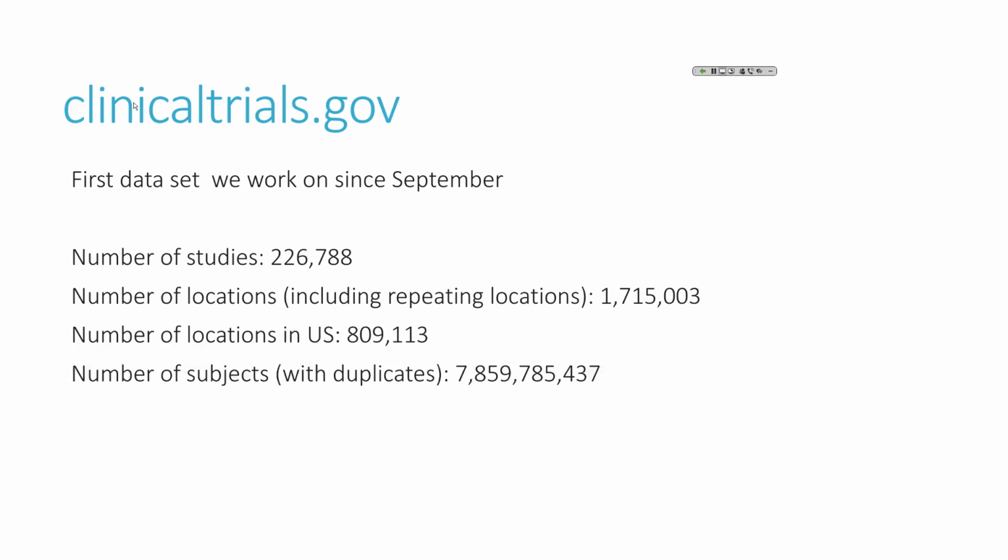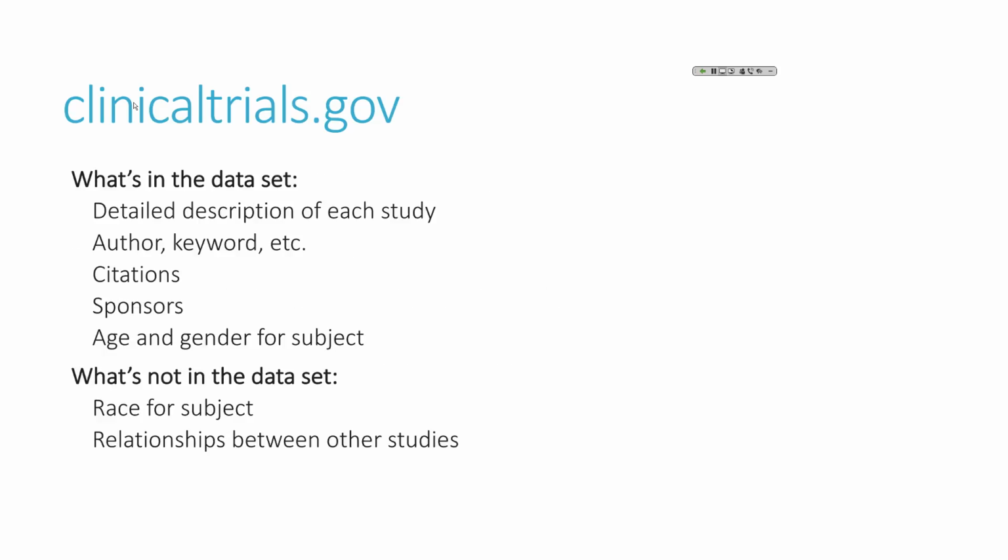For clinicaltrial.gov data, we do have a lot of studies with geolocation, and the number of studies with geolocation available in the U.S. is about 800,000, and a total of 70 million number of subjects. There are overlaps, of course.